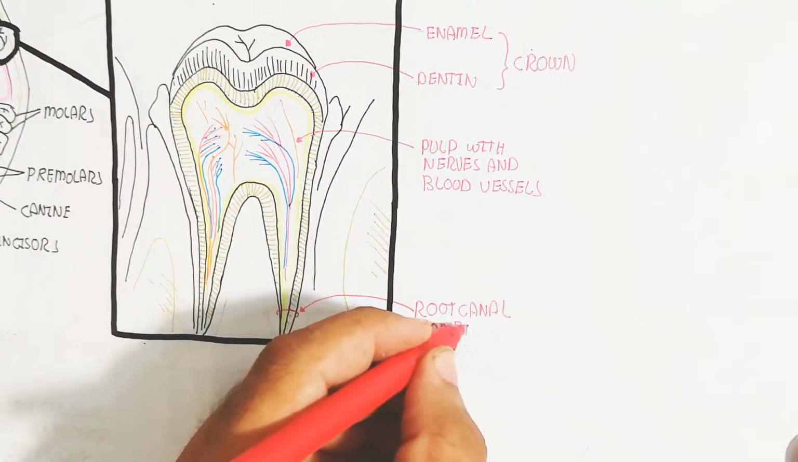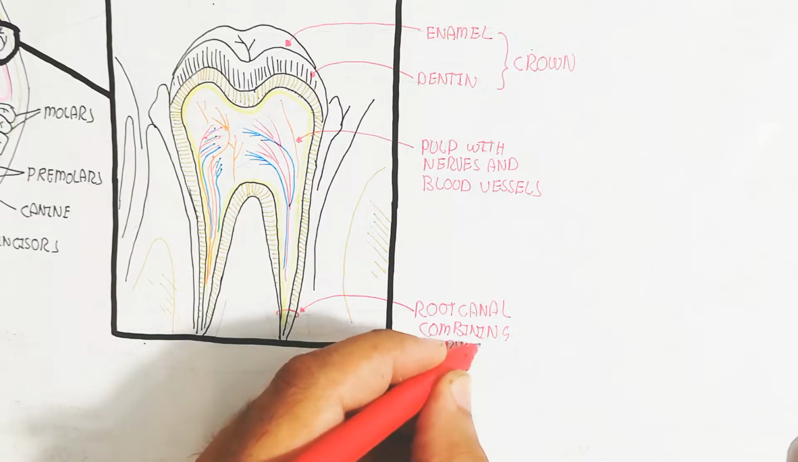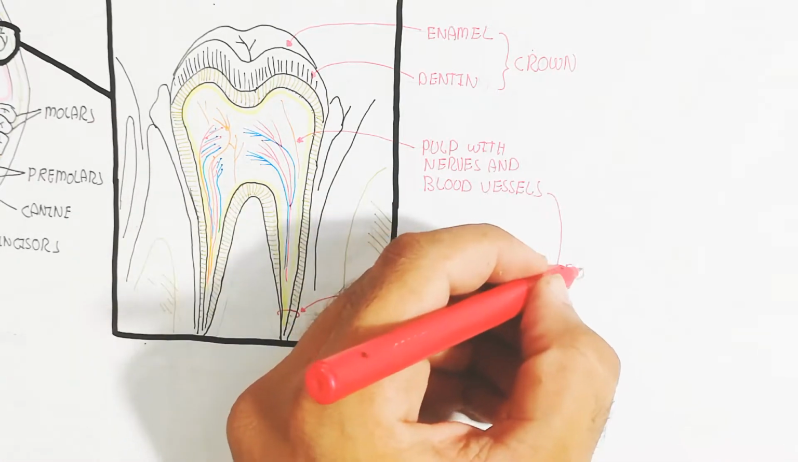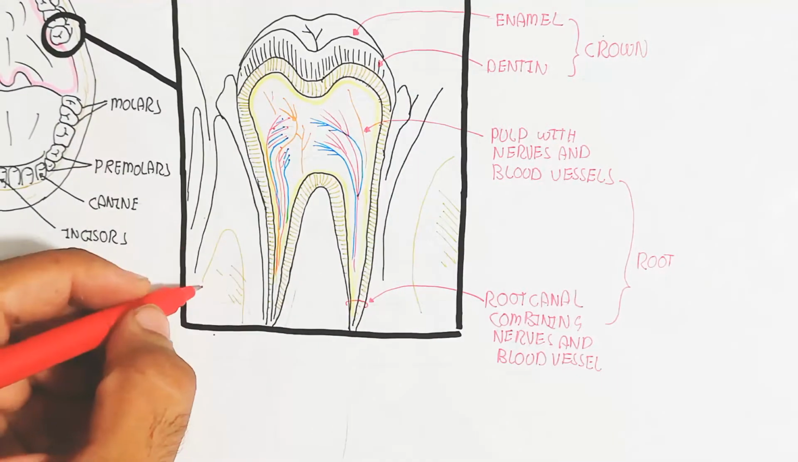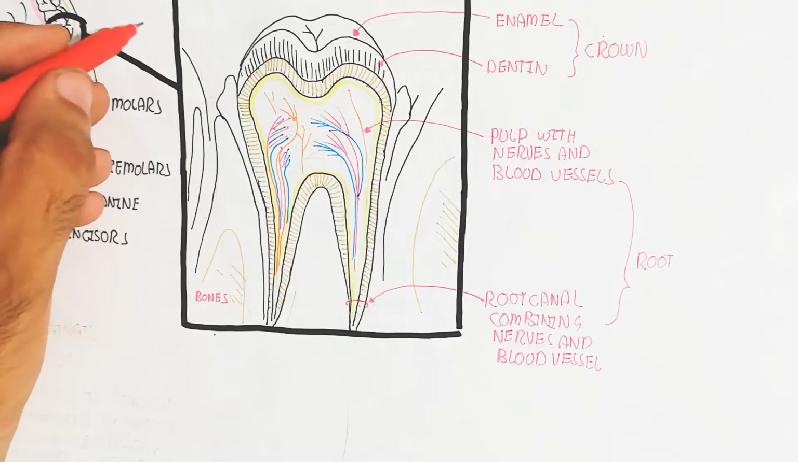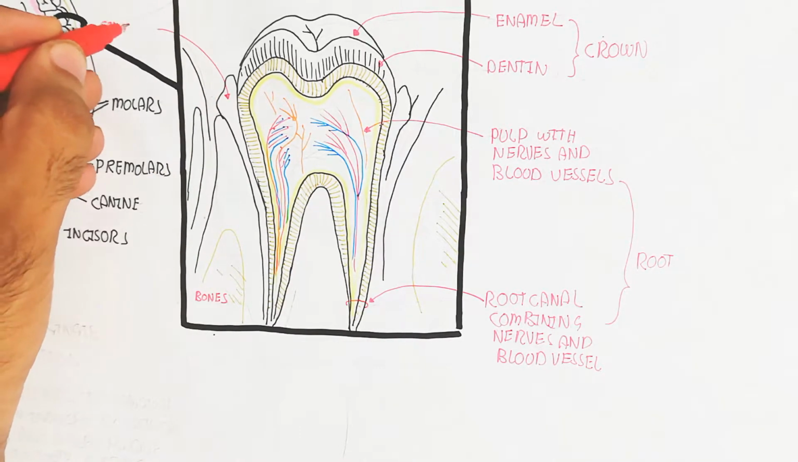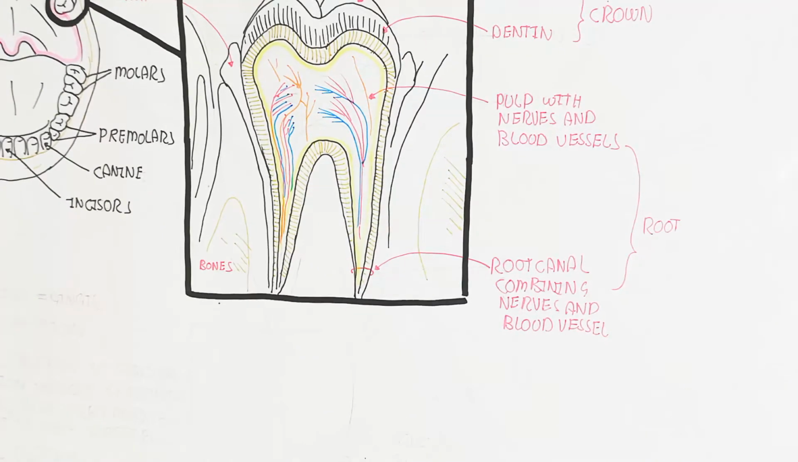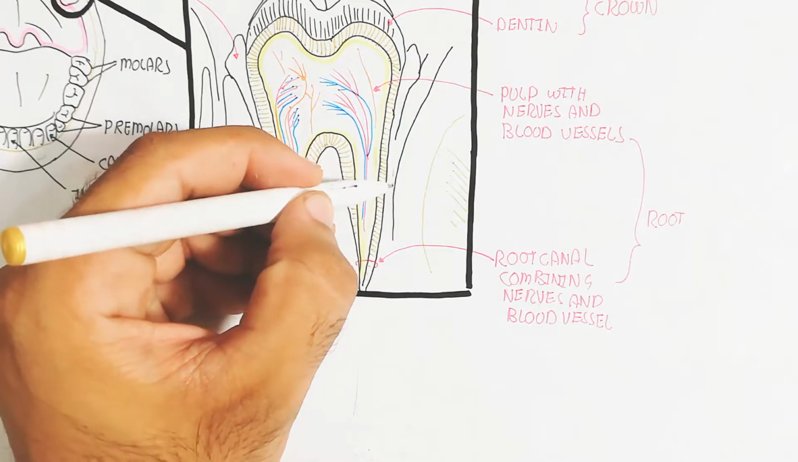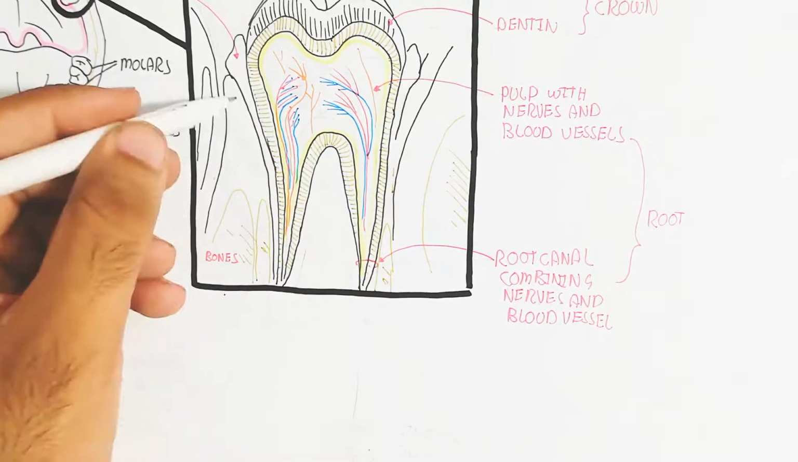While this is the root canal, the root canal combining nerves and blood vessels. Basically, the pulp with nerves and blood vessels and the root canal combined is known as the root, while the crown is the upper part, and the gingiva is here. So you can understand, the gingiva is the gums.